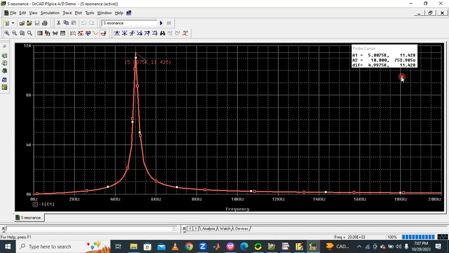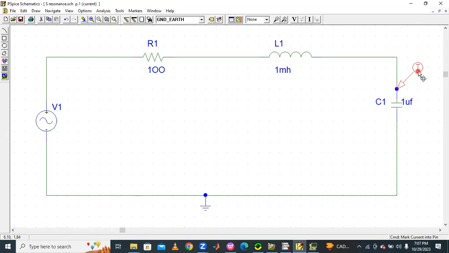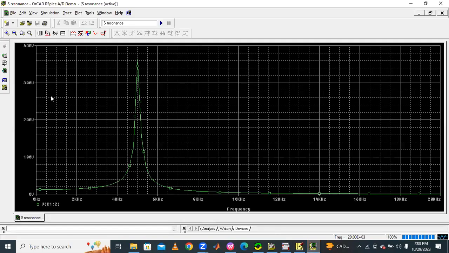Okay. And then next, if you want to know the characteristics XL versus F, and also if you want to know what are the characteristics of voltage, here remove this current marker, delete the current marker, and then take voltage marker and simulate like this. This is called voltage versus frequency characteristics.